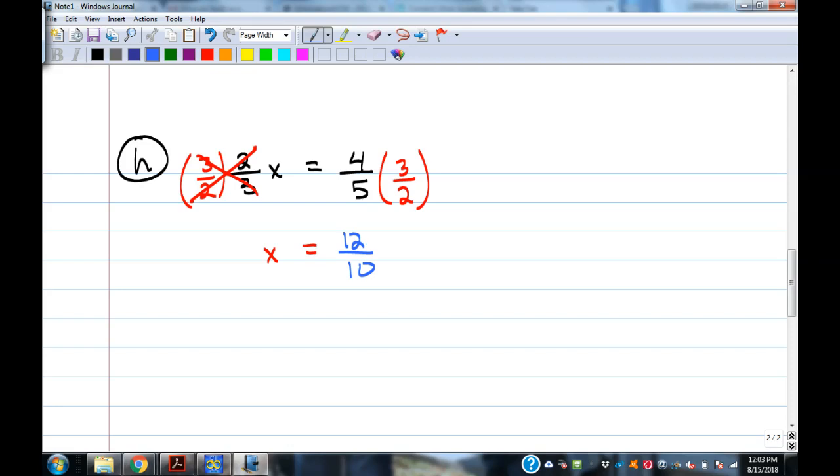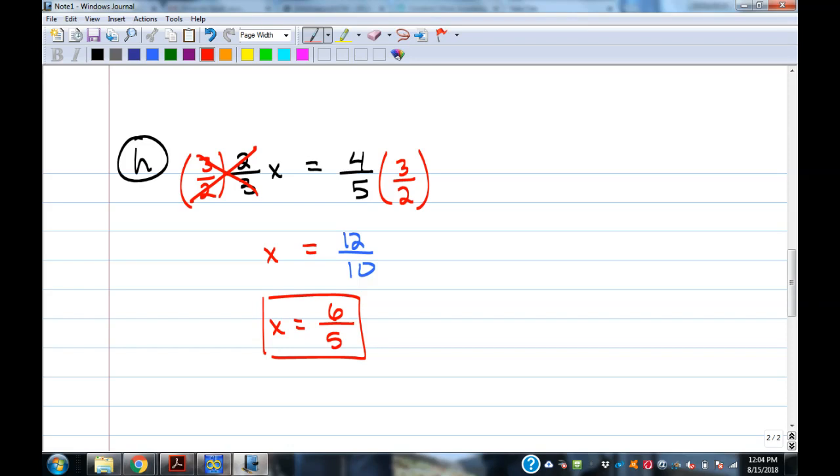Is that the answer? Why not? It can be simplified. That's the key here. How do we simplify that? What goes into both of them? 2? How many times 2 go into 12? 6. How many times 2 go into 10? 5. 6 over 5. Now, could I have gotten that here by using cross-canceling and not had to have done this extra reducing step? Yeah.